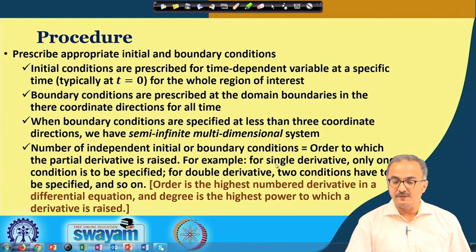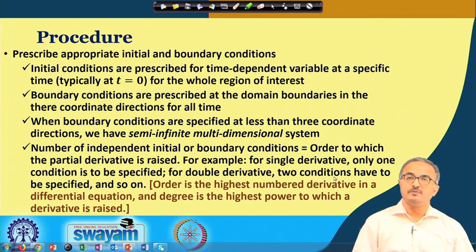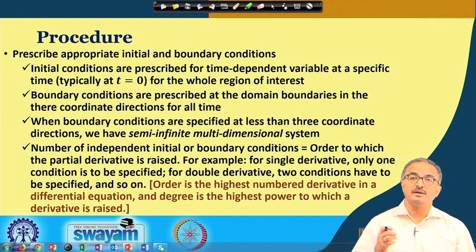For example, if we have a single order, that means only one condition is to be specified. For a double derivative, we have to specify 2 conditions, and generally you will find that the derivative in the time direction is generally 1. Sometimes we get 2, but generally it is 1. But for the space derivative, you will find that we get both single derivative as well as double derivative. Single derivatives are generally associated with some convective terms, and double derivatives are associated with the diffusive terms.